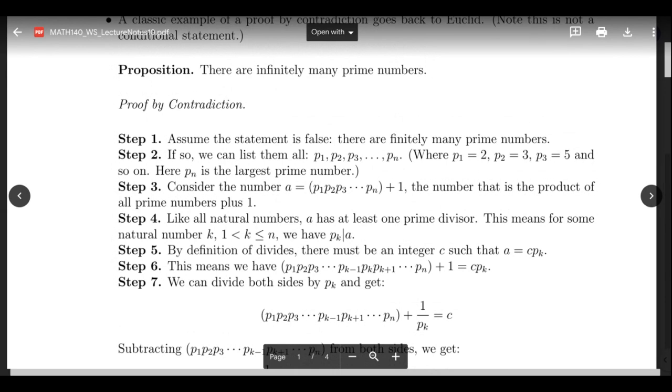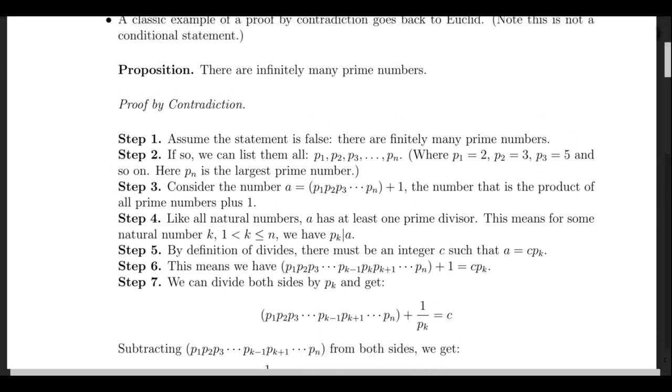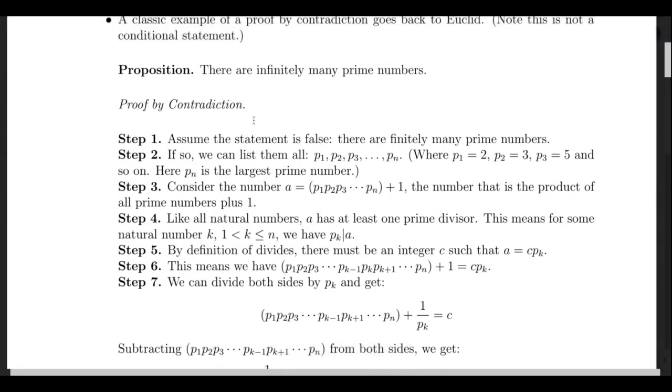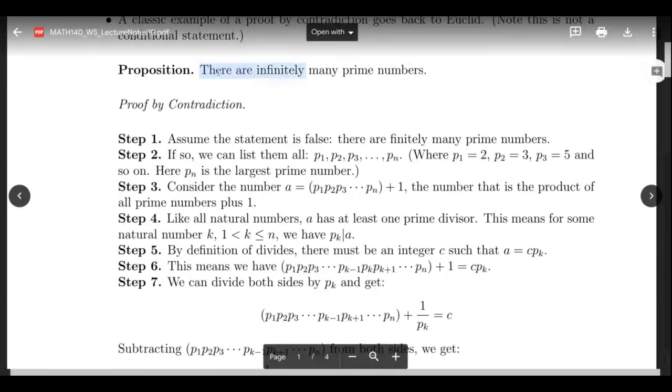Yeah, some theorems in mathematics can be proved by contradiction. So this one is saying that there are infinitely many prime numbers, right? To prove it by direct proof is very difficult. It's almost impossible by direct proof. So it's much easier to prove by contradiction. So how do we prove by contradiction? We assume the statement is false, right?